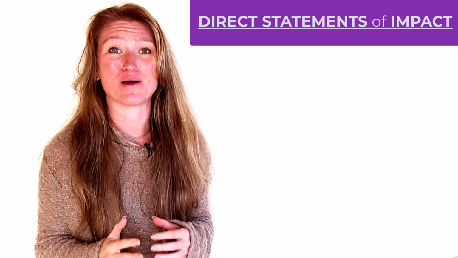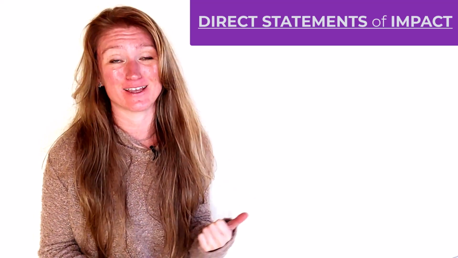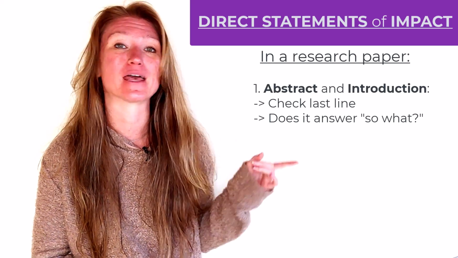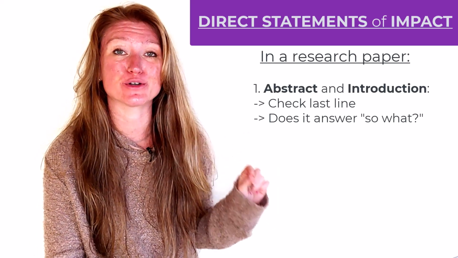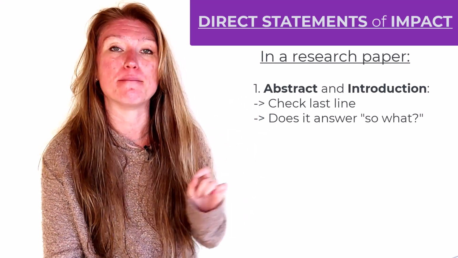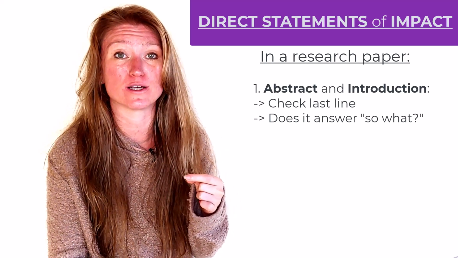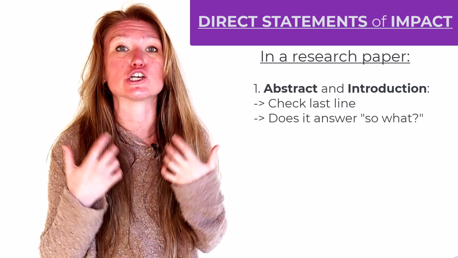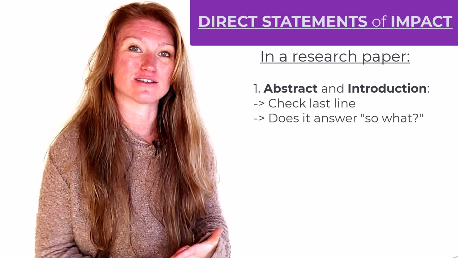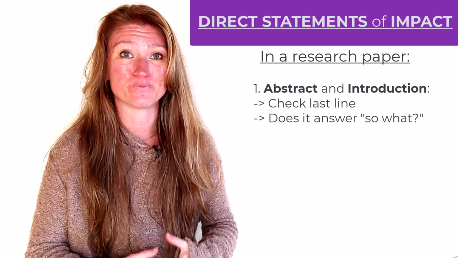So to sum up how to include direct statements of your importance. First, in a research paper, you're going to check your abstract and your introduction. In both of those sections, you are going to look for the final sentence of both and make sure that sentence is a direct answer to the question, so what? Okay, so what? Why did you do this research? If that sentence answers this question, then your abstract and introduction are good to go.